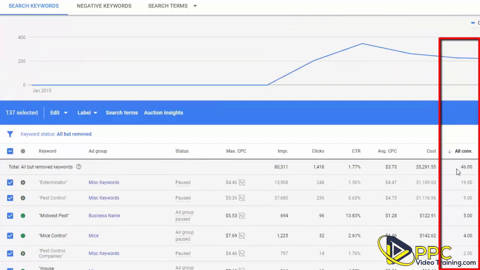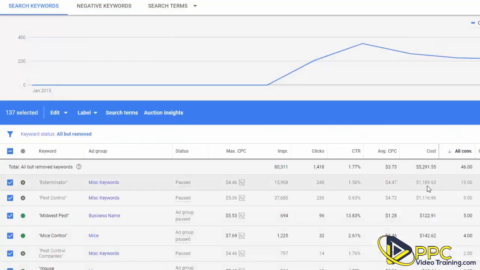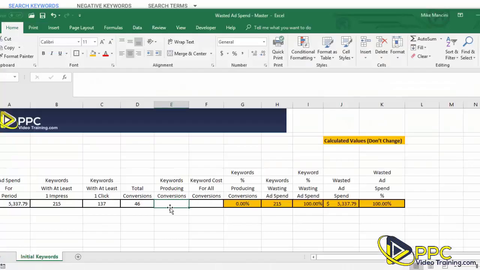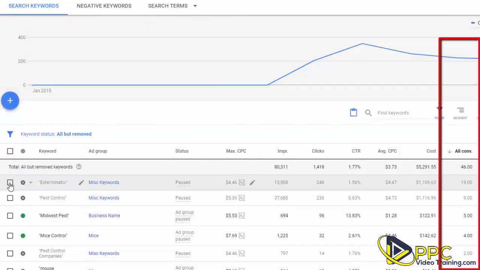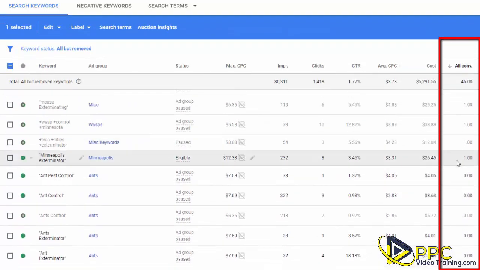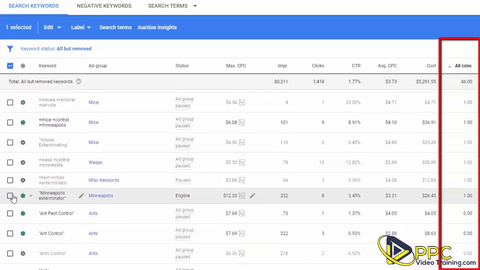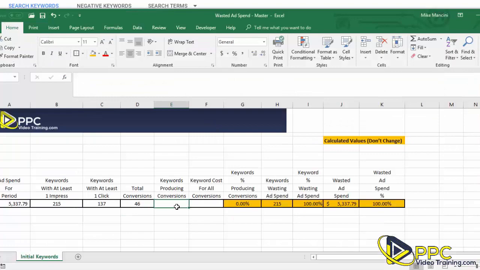But you can see up here at the top, total conversions was 46 during that time period. Now this may not include phone calls or anything else, but we're just using this as an example. Keywords producing conversions. So I want you to clear those out. Click on that top keyword that got 19 conversions and scroll down to where they stop getting conversions. Shift, and I'll click on that, and we see only 12 keywords got conversions.